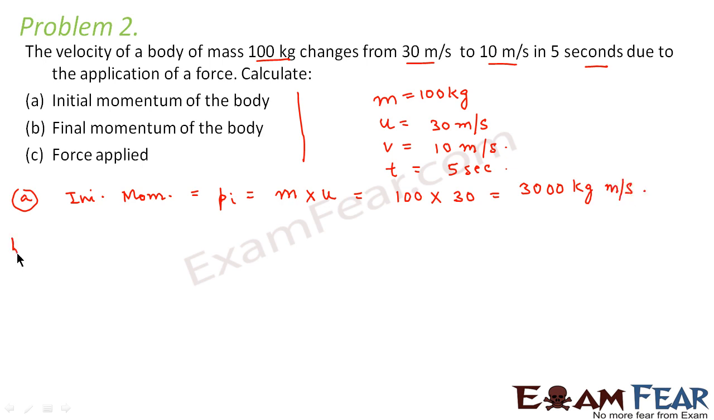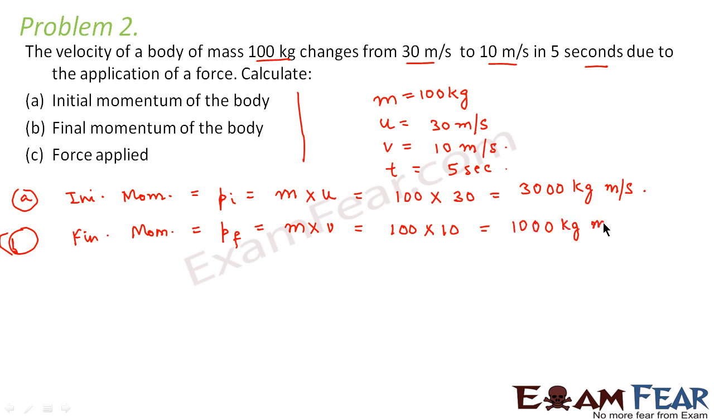The second part asks to calculate the final momentum. Now the final momentum, let us denote it by PF, is equal to mass into the final velocity. So mass is 100 and final velocity is 10. So it will be 1000 kg meter per second.